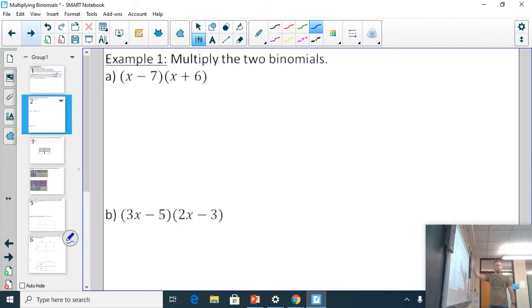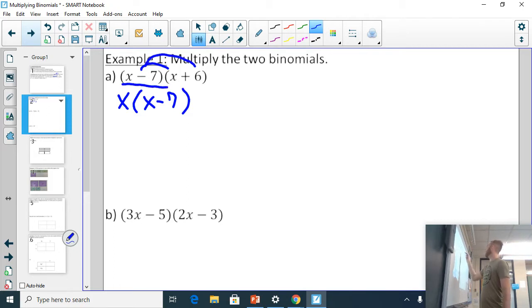So multiply the two binomials. The first thing I'm going to do is I can do x minus 7 times x, which I can write as x times x minus 7. And then I could do the whole quantity x minus 7 times positive 6, which I can rewrite as 6 times x minus 7.